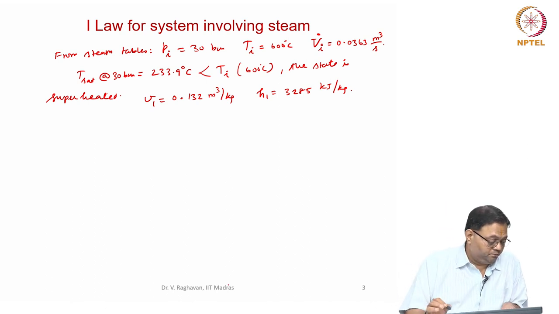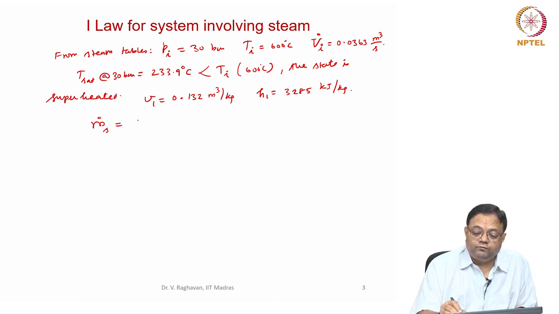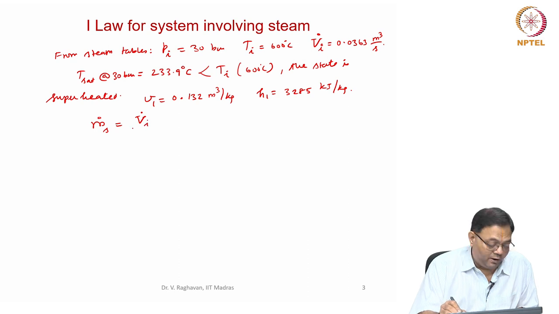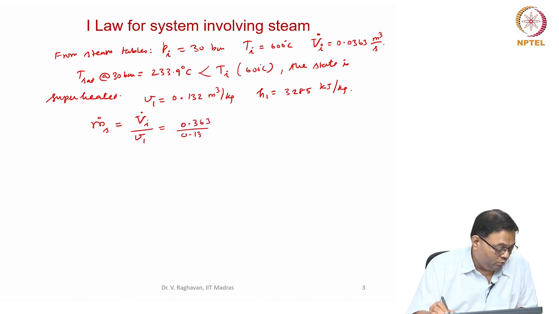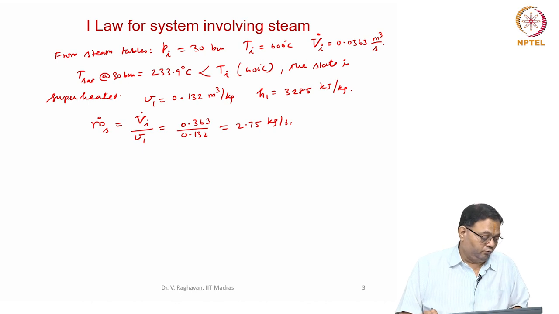Okay, now next, from this I can find the mass flow rate of steam. Mass flow rate of steam is what? Volumetric flow rate of steam divided by the specific volume. That will be equal to 0.363 divided by 0.132, equal to 2.75 kg per second. Okay, that is also fixed.